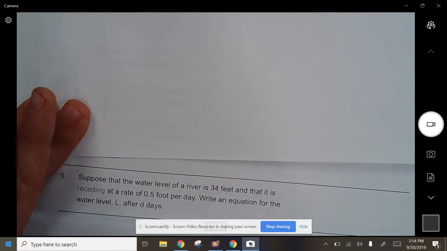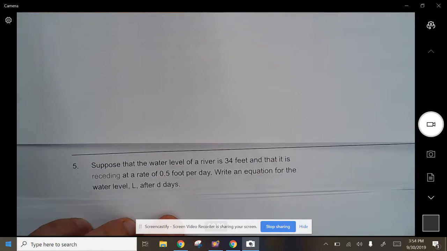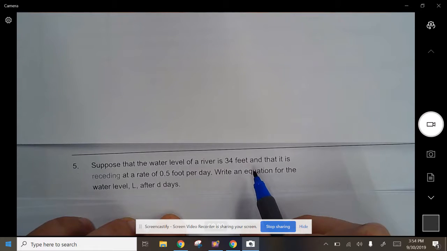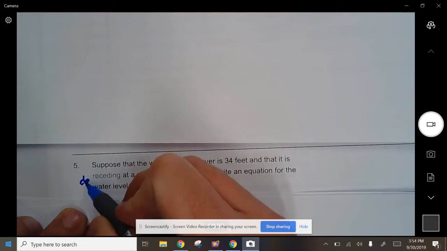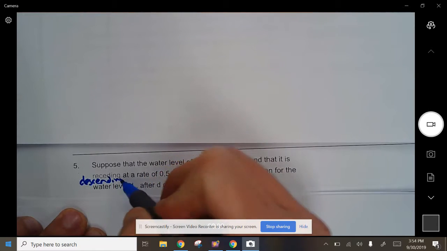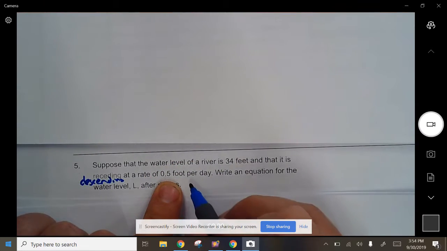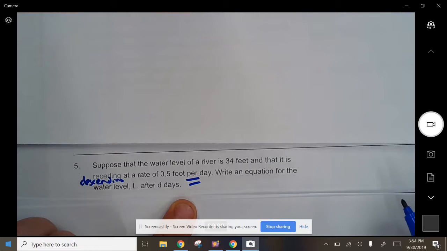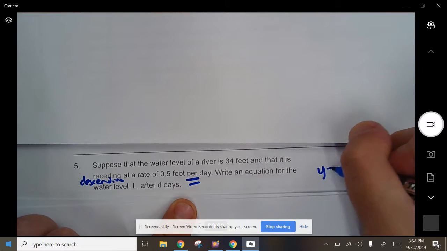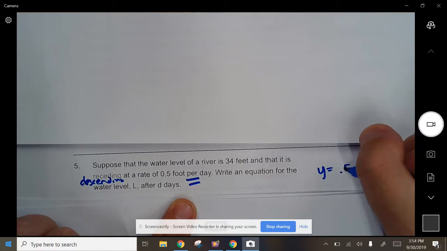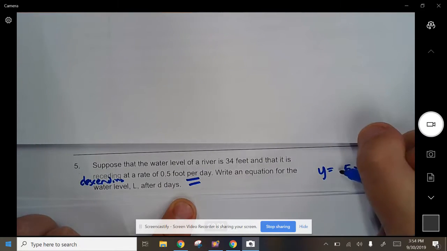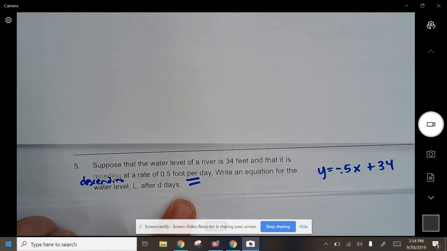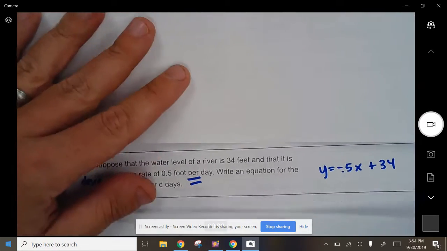All right, this one. Suppose the water level of a river is 34 feet and that it's receding, which is another word for descending, or it's emptying at a rate of 0.5 foot per day. Write an equation for this. All right, it's going to be 0.5 feet per day plus the 34, but it's receding, so it's negative. Again, it's negative. So make sure you understand what the negative means in this kind of problem.